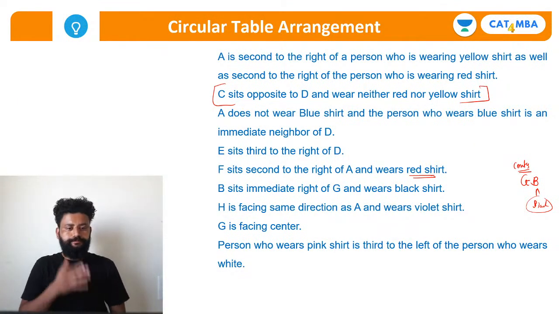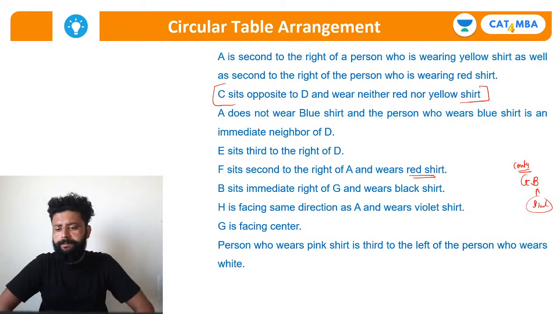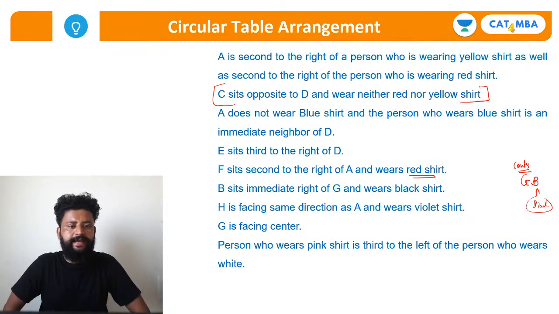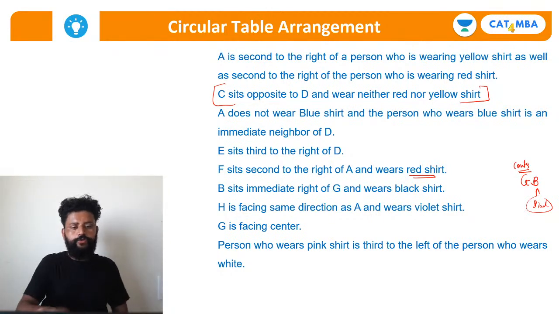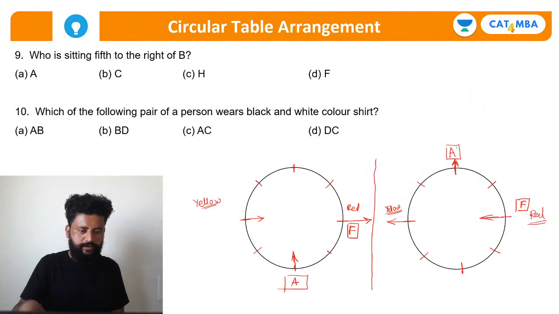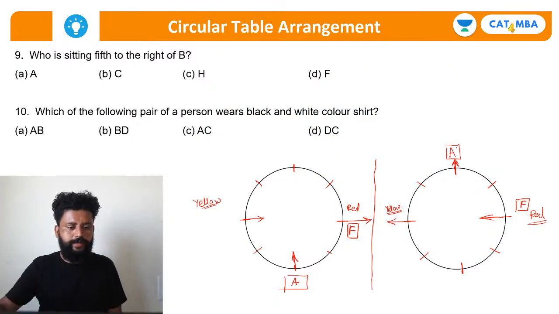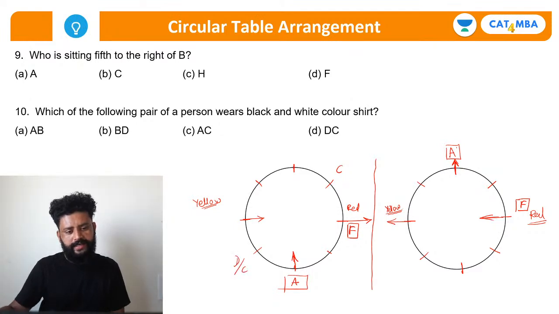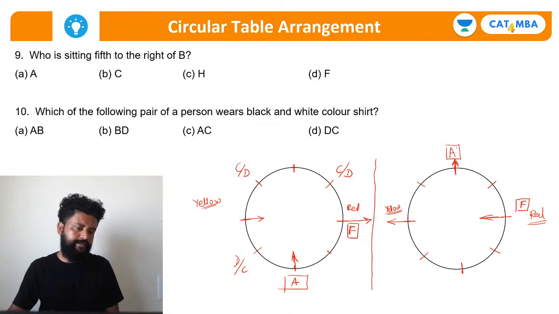Okay guys, so what I'm going to do now, I'm going to try it for the pairs. C and D is the opposite pair. That's what we are going to use now. I'll just tell you what it could be: C here, D here, or C here, D here. Okay, or it may be C, D, or D, C.